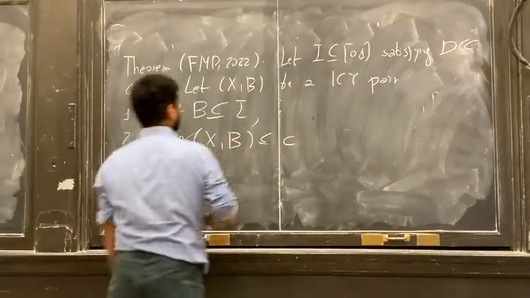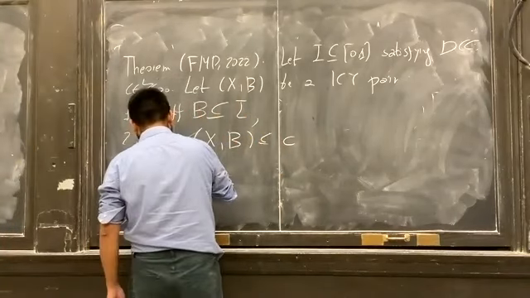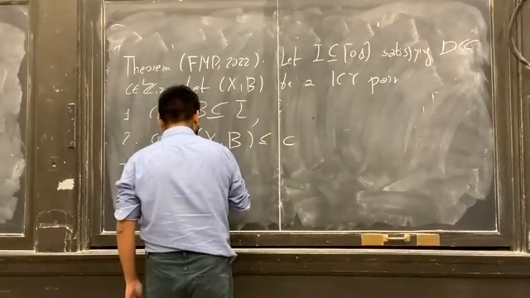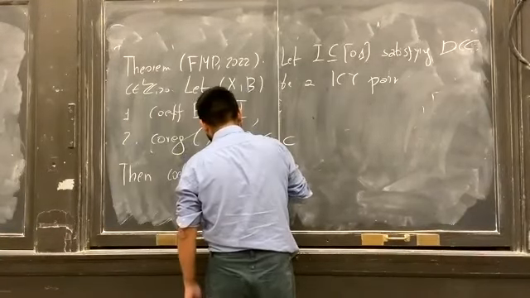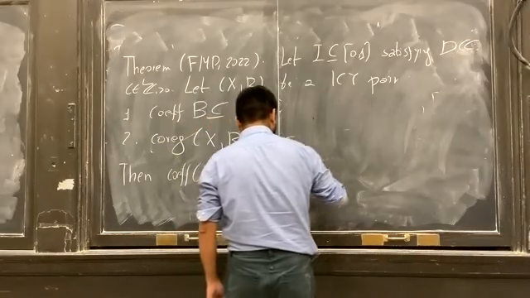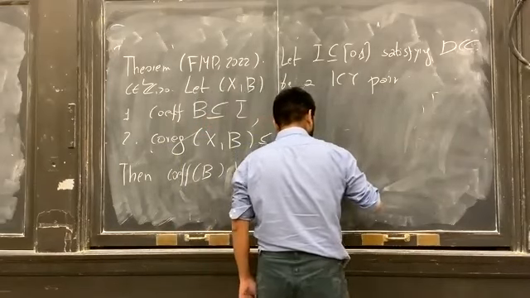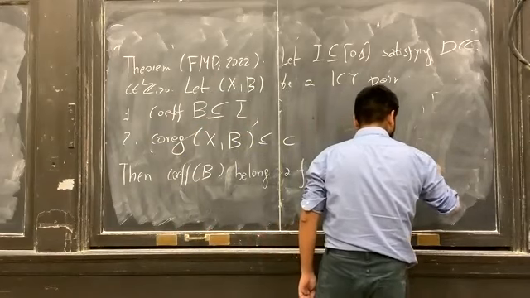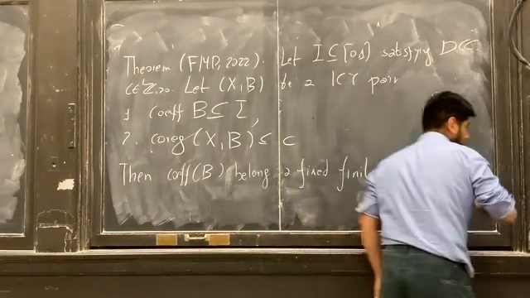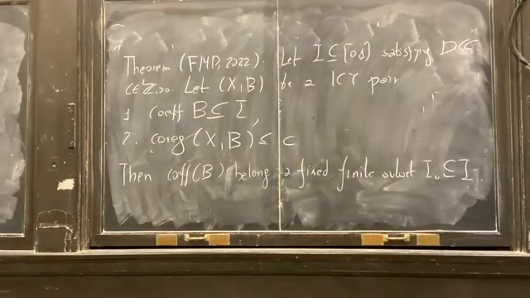Then the coefficients of B belong to a fixed, finite subset. Okay, so let me give you some sort of pictorial argument. I'm pretty sure the experts will sort of see this here.